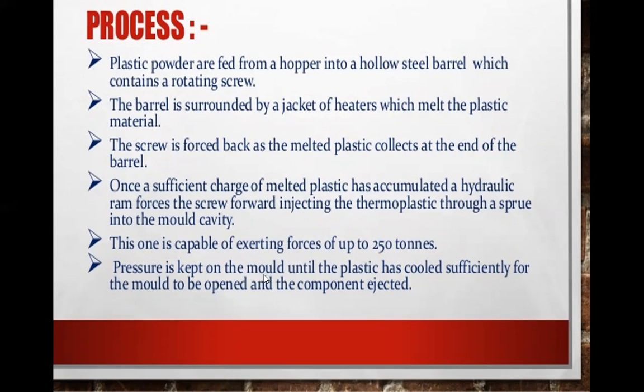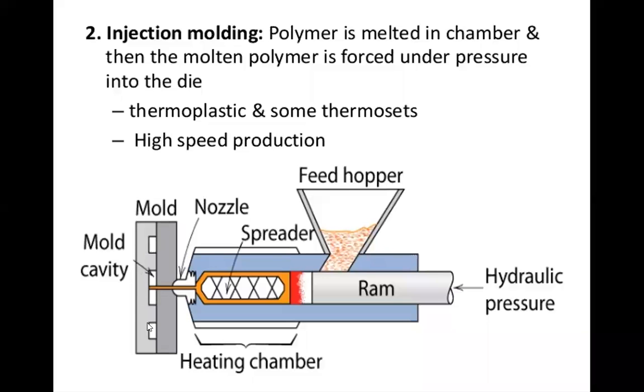Pressure is kept on the mold until the plastic has cooled sufficiently for the mold to be opened and the component ejected. So by using this injection molding, high-speed production of plastic components can be achieved.